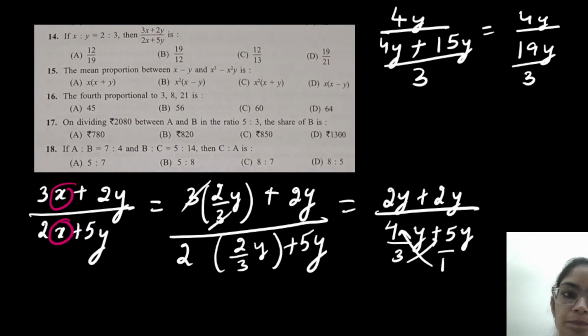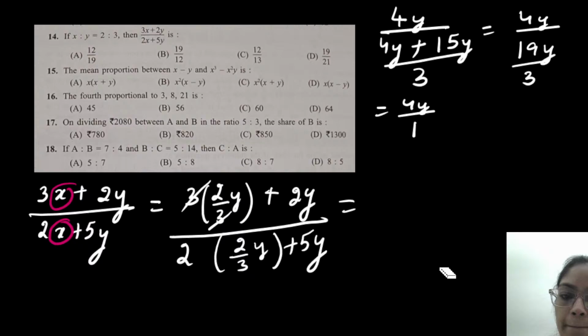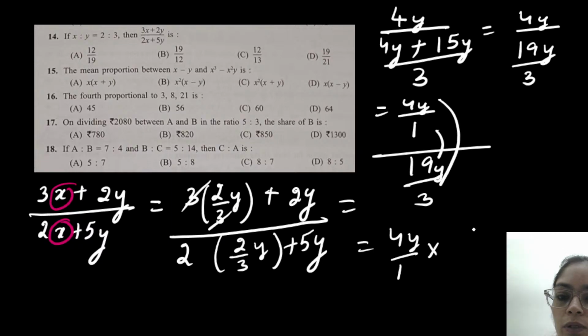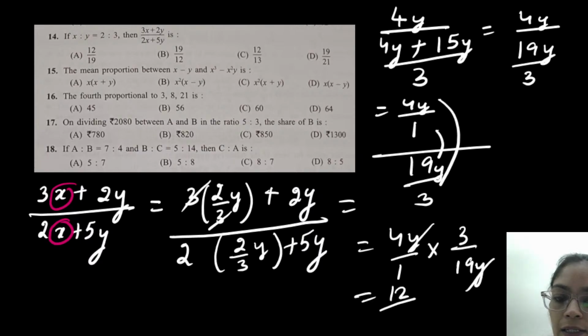19y by 3. Now when two fractions are getting divided, I'll just write 4y as 4y by 1, and this by 19y by 3. So these inner ones and outer ones will get multiplied. So 4y by 1 into 3 by 19y. y and y will get cancelled. 4 into 3, 12. 19 into 1 is 19. So 12 by 19 is the answer.